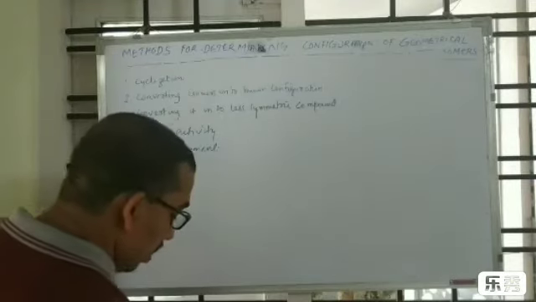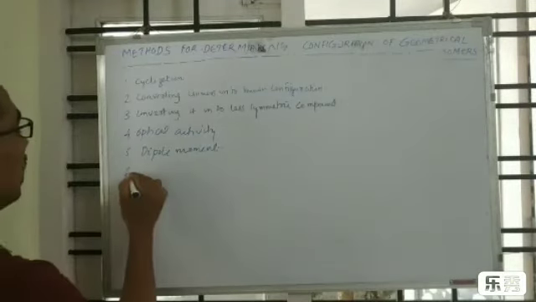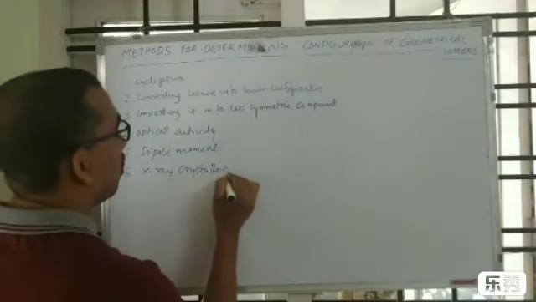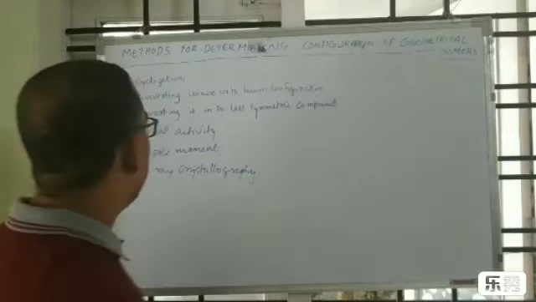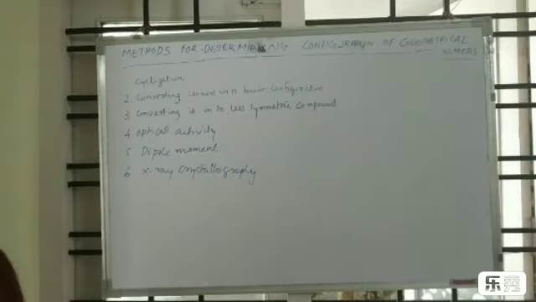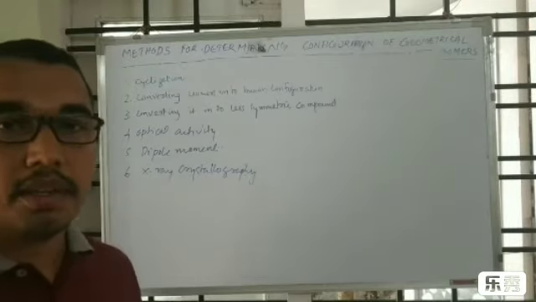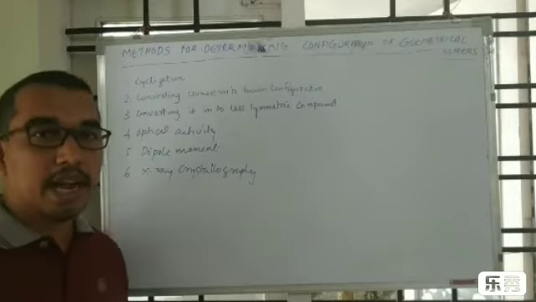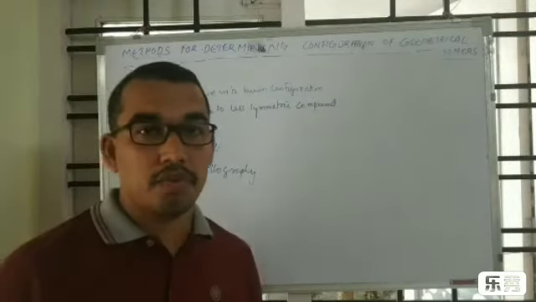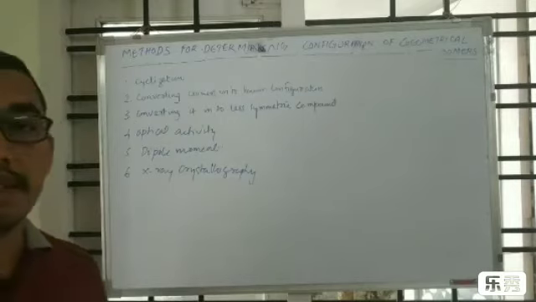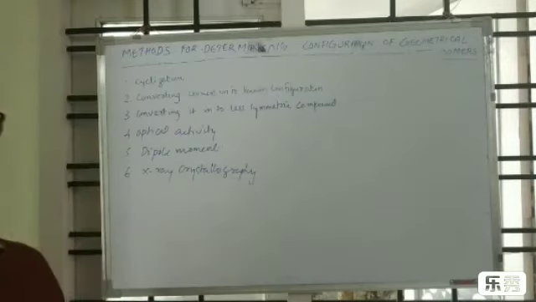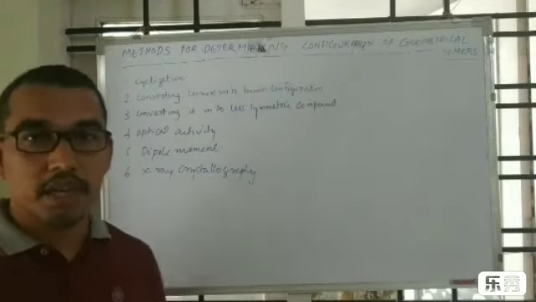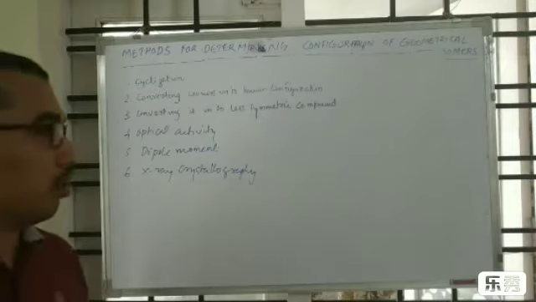And next, the sixth method is the X-ray crystallographic method. With that method, we can determine the configuration of geometrical isomers. For example, the trans nature of sorbic acid is identified by X-ray crystallography. X-ray crystallography is another method to determine the configuration of geometrical isomers.